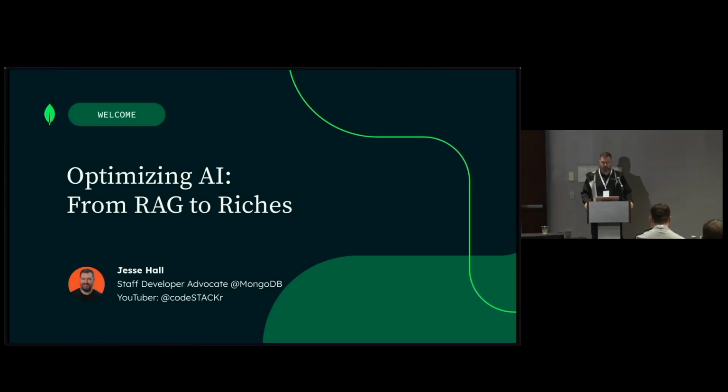So in this talk, we're going to talk about optimizing AI in some specific ways that can take you from RAG to riches. We're going to start out with some basics, and then we're going to talk about how we can optimize our RAG pipelines for efficiency, for relevance, and for cost savings. Even if you're brand new to AI, you should learn something from this. If you're a veteran, you should also take something away from this.